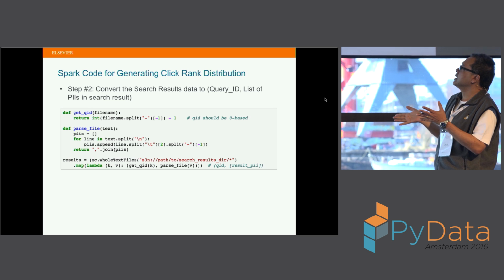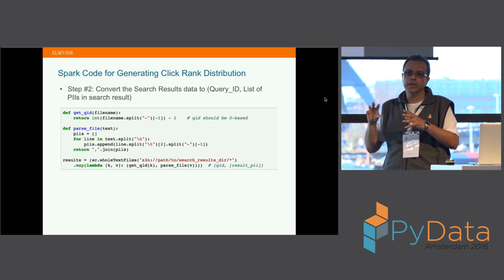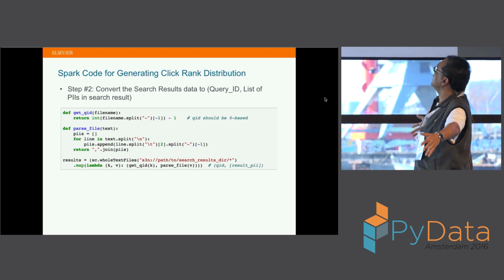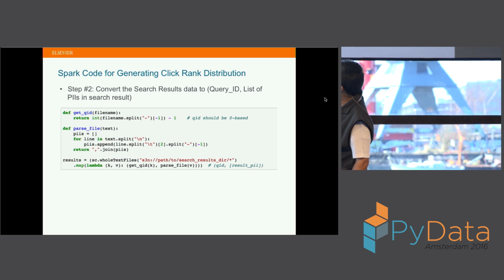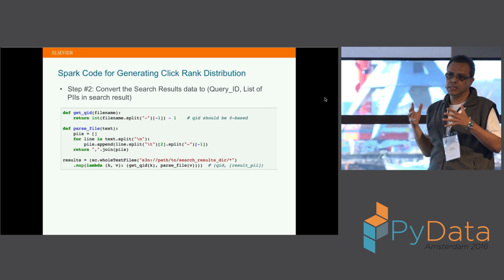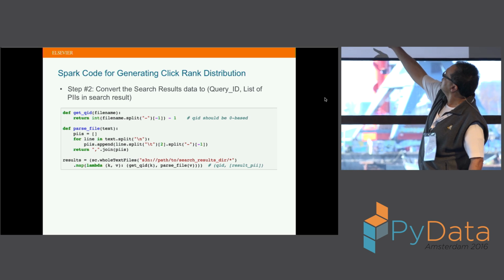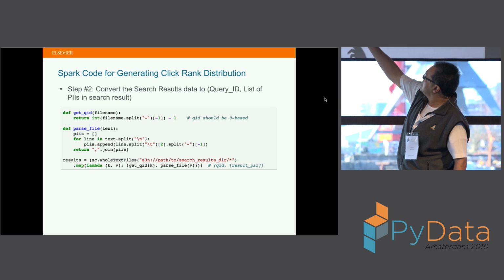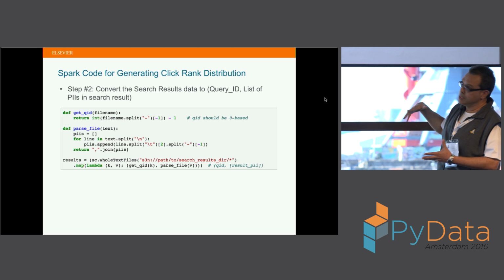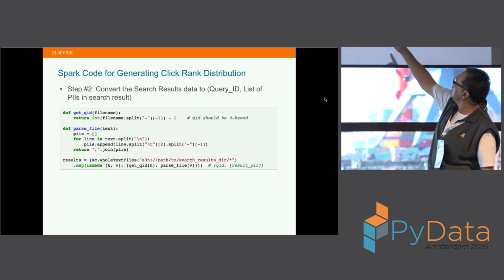So recall that our search results were one file per query, right? So I have these 800,000 files in my directory. The way to read them is using the whole text files method, which treats each file as a single record. Once I get it in, it gives you back a key-value pair with the key as the file name and the value as the contents of the file, which I send to parse file.